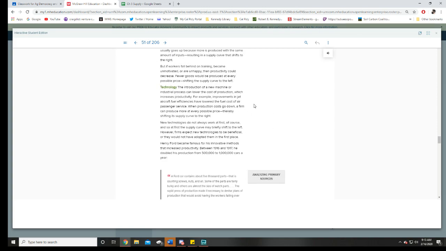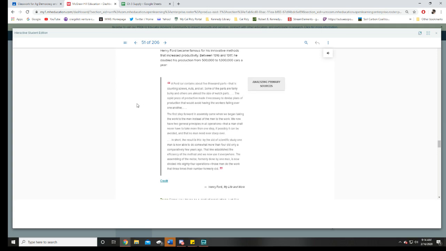We have technology. When a new technology is introduced into a supply chain, then generally that will increase productivity. Sometimes it not only increases productivity but also lowers prices. Therefore, that's going to shift the supply curve to the right. And then let's say your technology fails, then we'll go to the left.